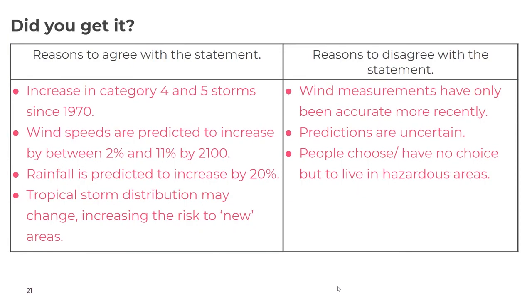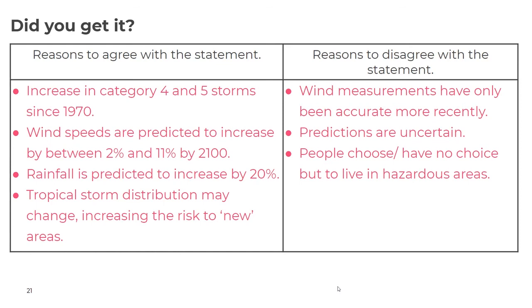So we're now ready to mark our work. So let's just check that we have got the correct ideas under each of the different headings. So reasons to agree with the statement. So why is it that we might agree that tropical storms will have a devastating impact in the future because of the influence of climate change? So we know there's been an increase in category 4 and 5 storms since 1970. We know that wind speeds are predicted to increase by between 2% and 11% by 2100. We know that rainfall is predicted to increase by 20% in the future.